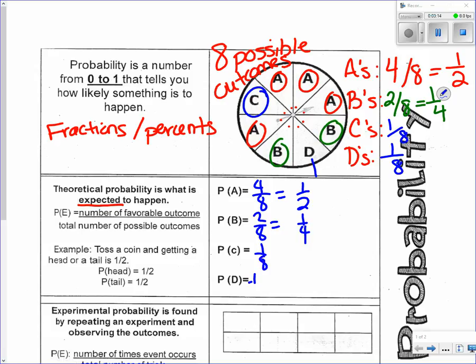For sure. So that's what is expected to happen. So the number of favorable outcomes over the total number of possible outcomes is our theoretical probability, and that's how we calculate that. An example is you toss a coin and getting a head or a tail is 1/2. So 1 out of every 2 times, in theory, that you flip a coin, you'll get heads or tails.